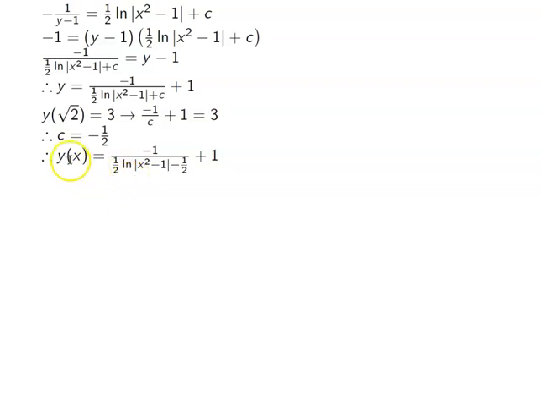Okay. So my y function is -1 divided by 1 half natural log x squared minus 1 minus 1 half. I can simplify this a little bit. I can pull out this 1 half because it's a common factor, and then I can rewrite it so that the 2 is on top. Because I have a fraction in the denominator, it gets moved to the numerator. Now I don't have a fraction in a fraction, and I don't have any issues. This would be the correct form here.